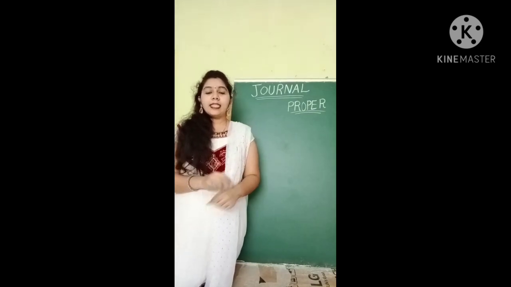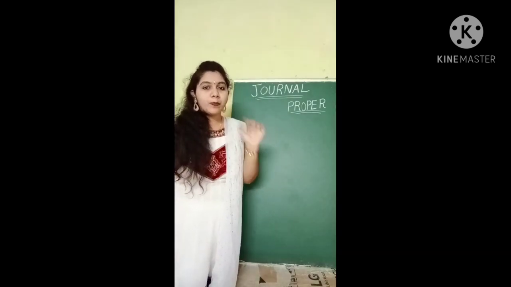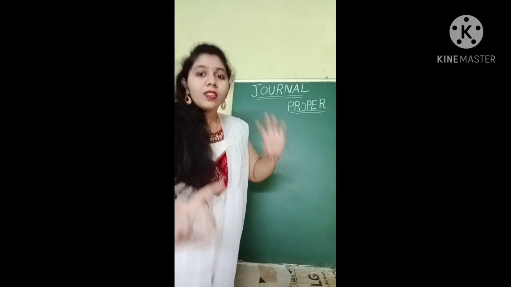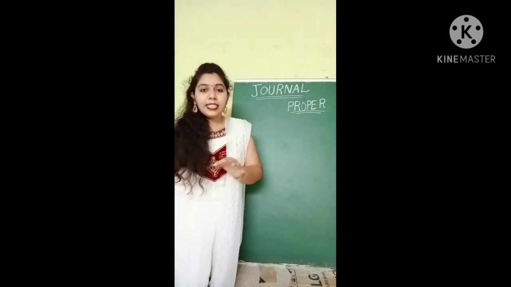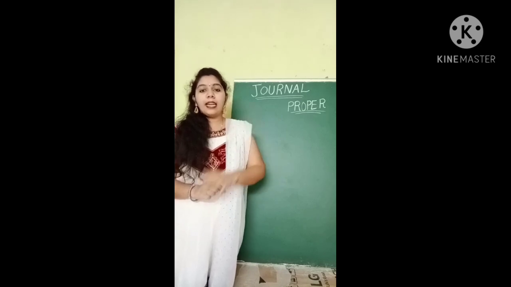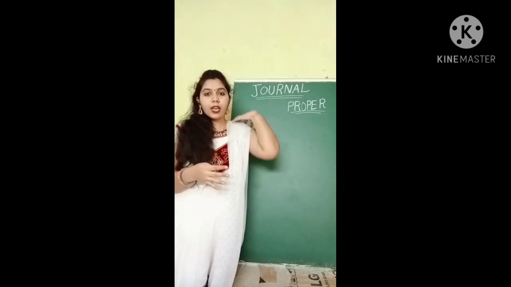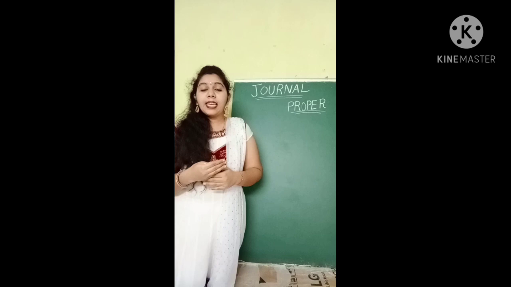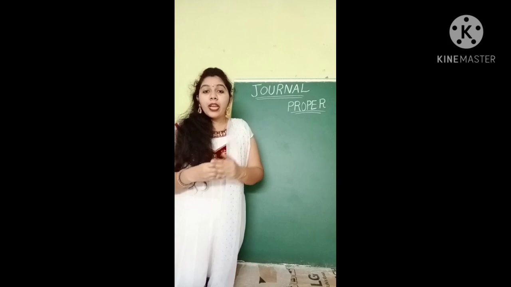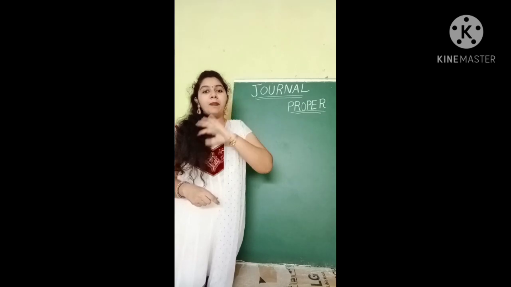Right, let us discuss the topic. Journal proper is divided into 7 categories. Before we discuss the types of journal proper, first we have to know the meaning and the types of assets and liabilities.